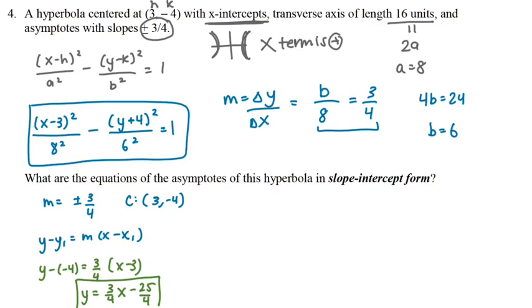Other one. Our other slope is -3/4. So y - (-4) is equal to -3/4 (x - 3). Again, I'm going to simplify this in my head. This is y = -3/4 x minus 7/4 when I move everything over and distribute.